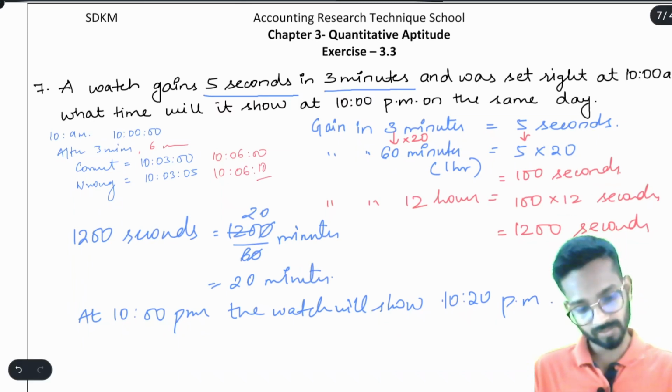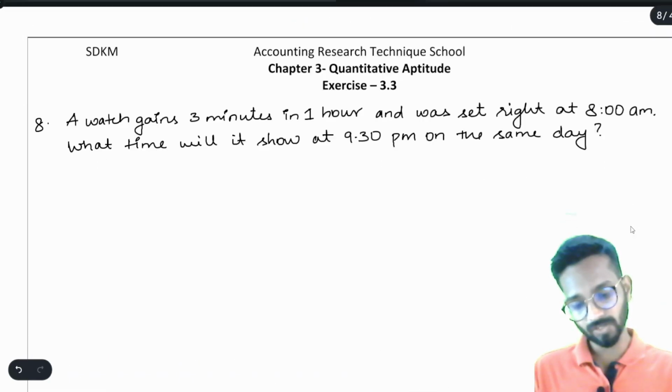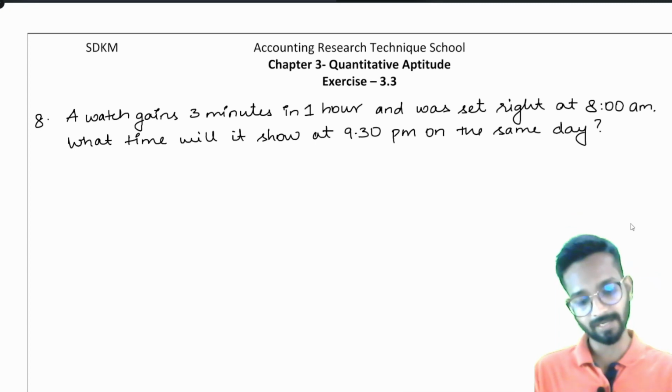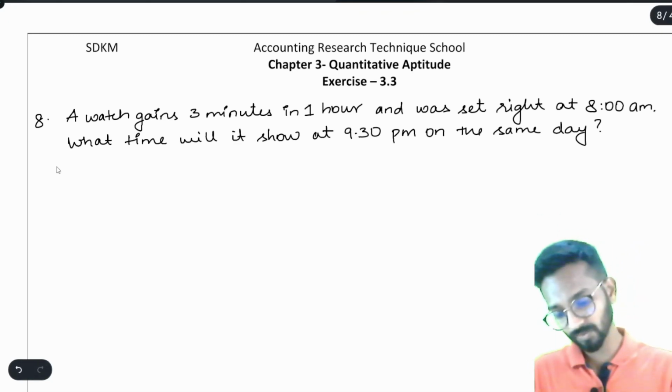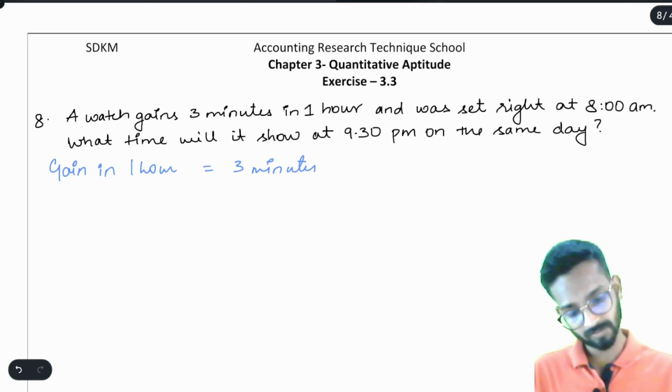Now question number 8. A watch gains 3 minutes in 1 hour and was set right at 8 am. What time will it show at 9:30 pm on the same day? So gain in 1 hour is 3 minutes.